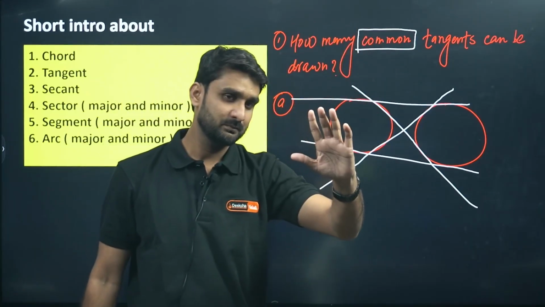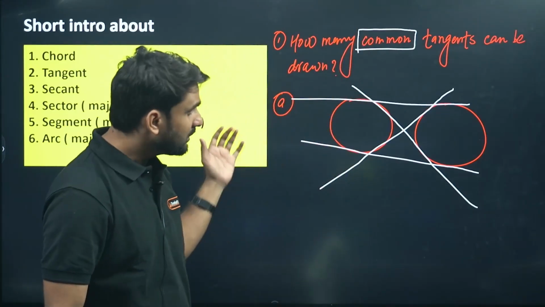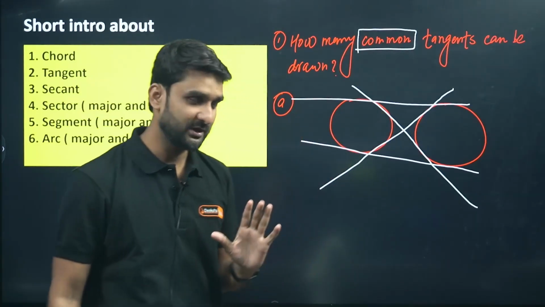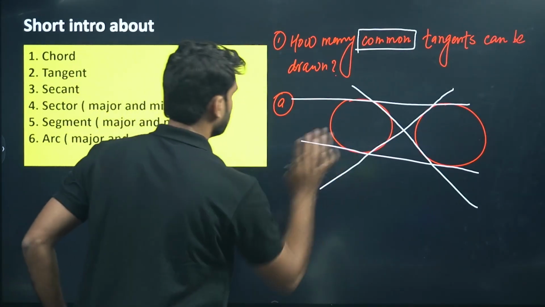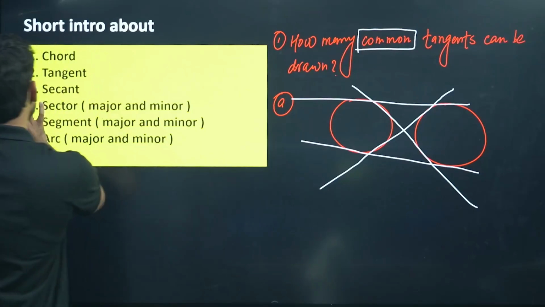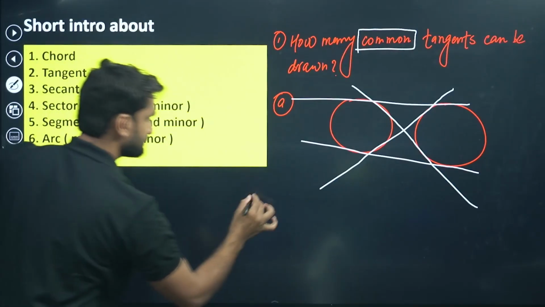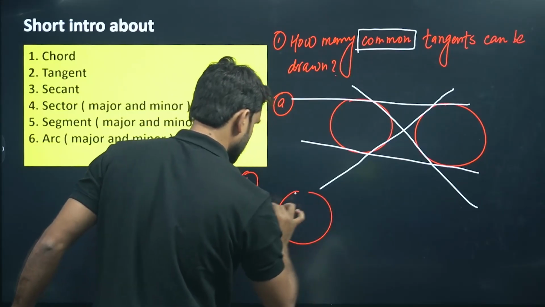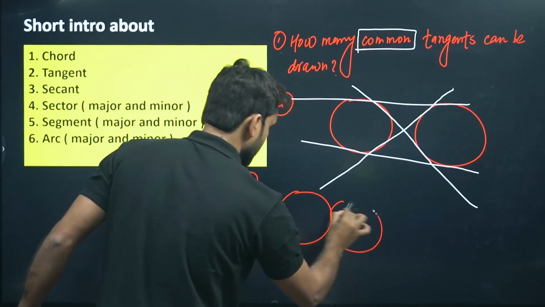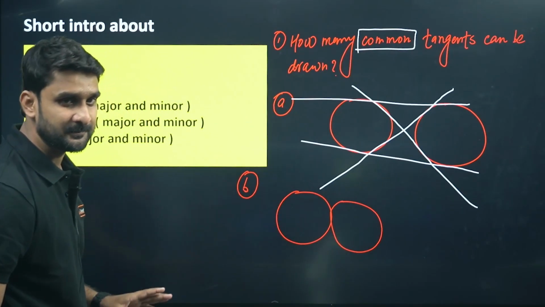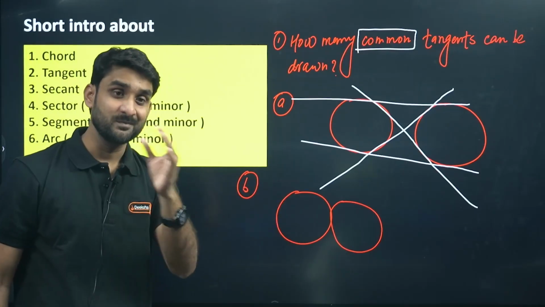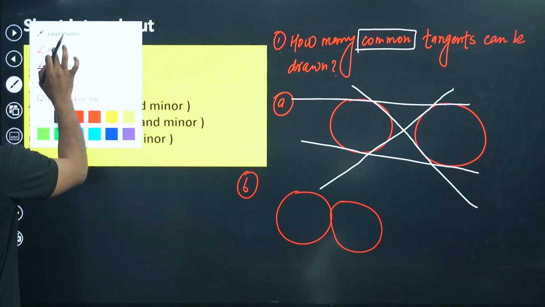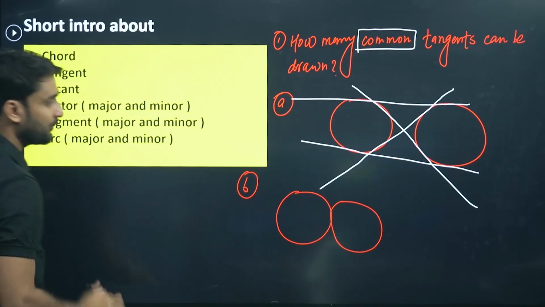Please keep it in mind. The board might ask these types of questions in the MCQ, in the objective section. So 4 tangents. Okay, the next question is, if the circles are like this, if 2 circles are touching each other, how many common tangents can be drawn? Just let me know.